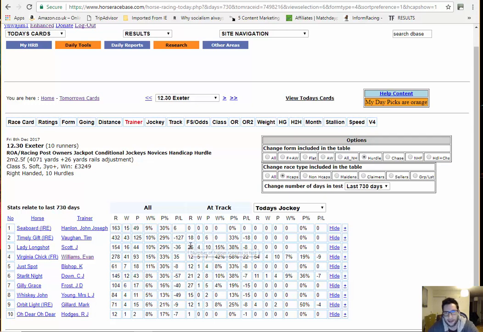Who else? Like I said, multiple winners are kind of a good sign. You've got Bishop's only got 1. Chris Downs had a couple. Frost is only 1 from 27. Mark Gillard 1 from 12, 3 places.